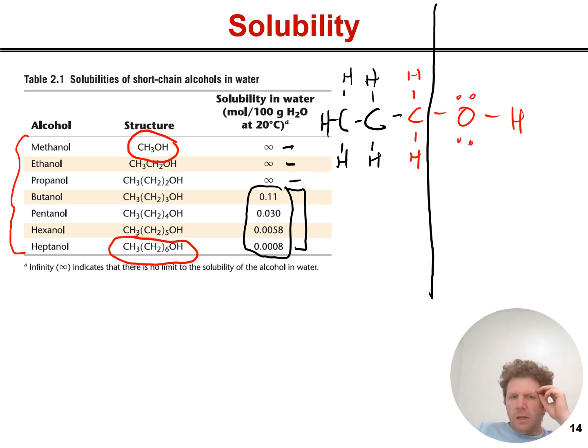And for methanol, ethanol, and propanol, we had an infinity symbol. So as much ethanol or methanol or propanol as you wanted went into solution. Whereas butanol, as soon as you get to 0.11 or more, well then the remainder, the excess of that butanol is not going into solution. Hexanol, 0.0058. So if you add more than 0.0058 moles, it's not going into solution.